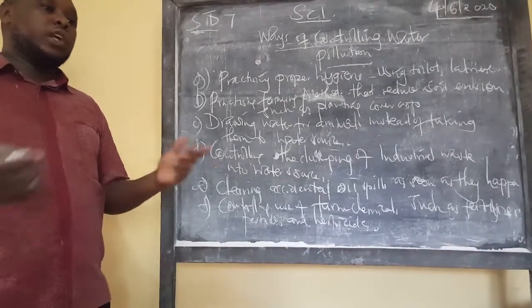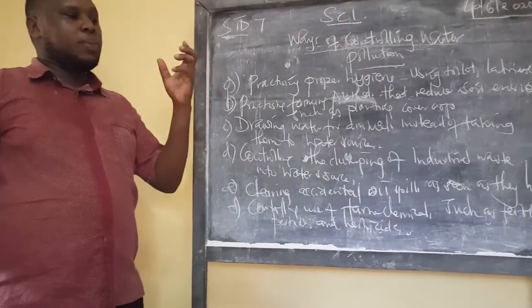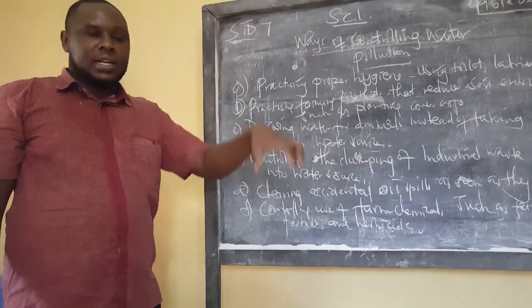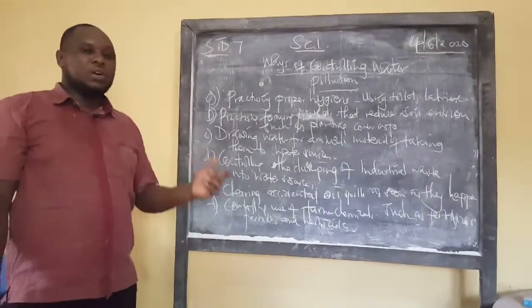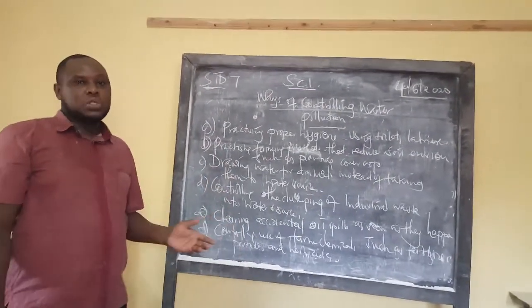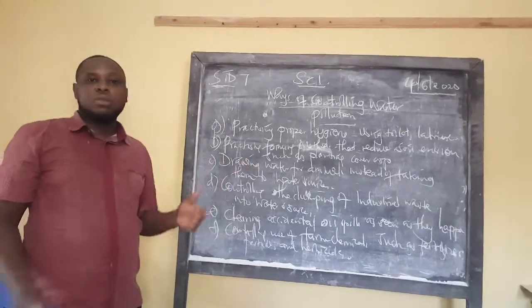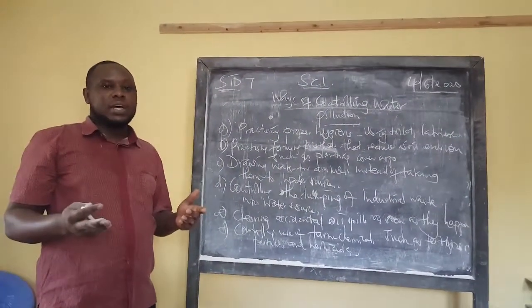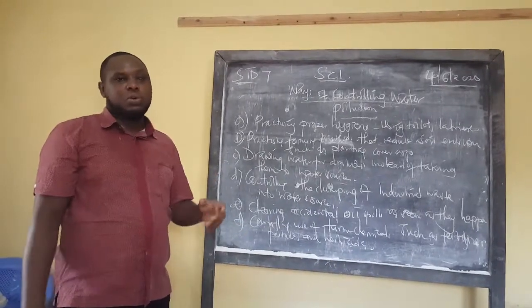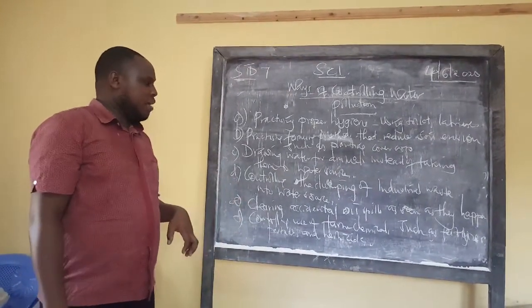Number five, clearing accidental oil spills as soon as they occur. We know that oil is one of the pollutants of water, meaning that once it's somewhere, there's no air entering that particular area, either on the soil or even water. That will affect the aquatic life, and also the soil. The soil will become poor in such a way that the plants cannot absorb anything from it, because the soil is already having oil.